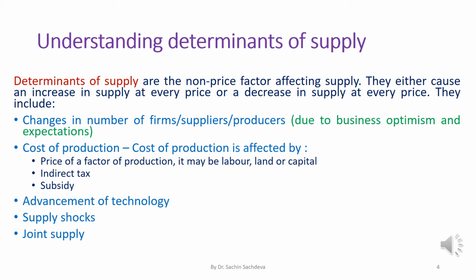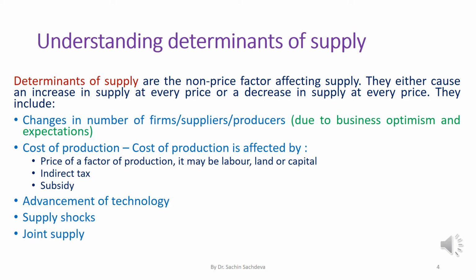Another determinant of supply is cost of production. Any factor which may affect the cost of production. Now suppose a producer has, let's say, $10,000 to spend. With $10,000, a producer can supply, let's say, 5,000 units of a particular product, if each unit costs $2, because 5,000 times 2 is 10,000. So each unit is costing the producer $2.